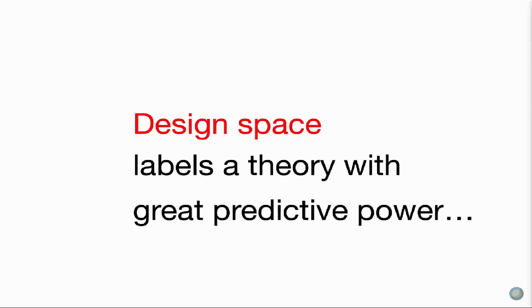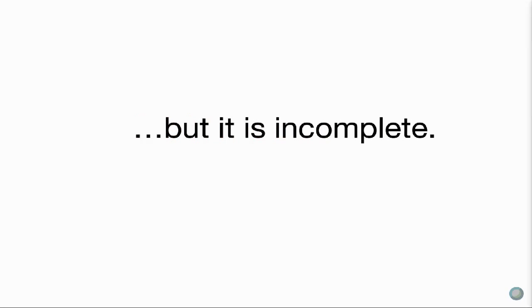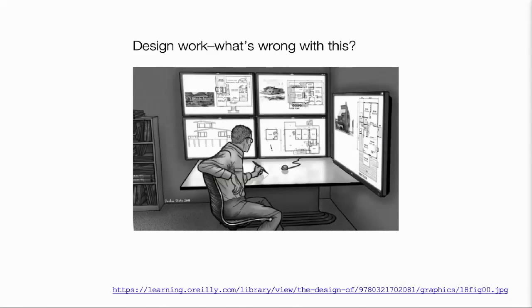Human information processing theory: the label for a theory with great predictive power. It's probably the theory of what's happening with people design that gives us the greatest predictive power. It tells us lots of things about how designers work, but it's incomplete. It's incomplete because this slide is entirely compatible with Theory A, the HIPS theory.